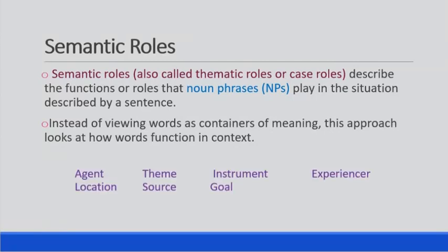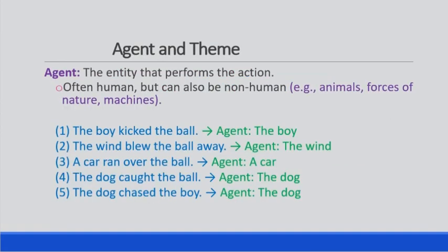Continue. Okay, in this we discuss different points like agent, location, theme, source, instrument, goal, or experiencer. So what is agent? Agent refers to something that performs the action. It is called an agent. Often human, but it can also be non-human. For example, an animal, a force of nature, or a machine can be the agent. Meaning something that performs the action.